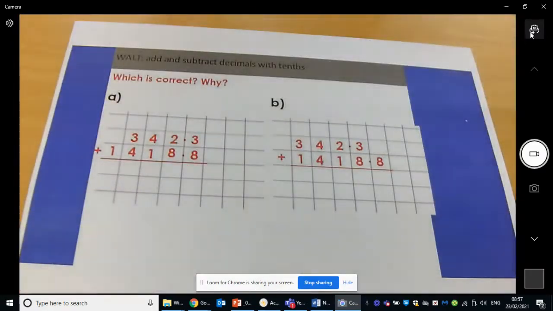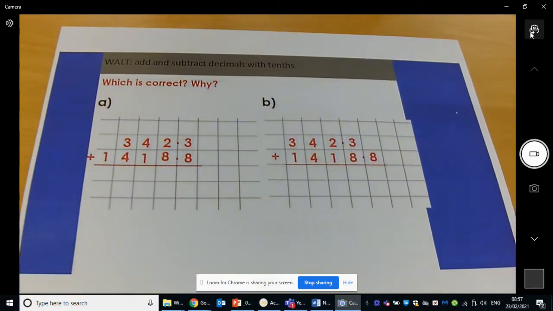I am going to, before you move on to your independent task, I want you to have a look at these. Just from the setup of the question, which is correct, which is incorrect, and why. So pause the video now, have a look at that. Off you go.